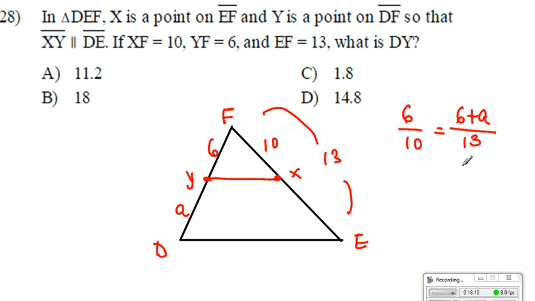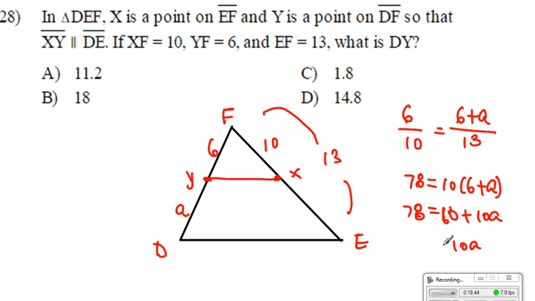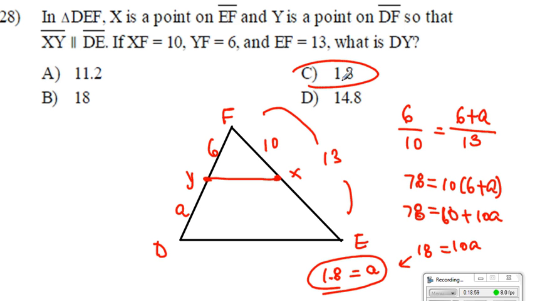Then we end up getting something quite interesting. Here we have, by cross multiplying them, 78 will be equal to 10 times 6 plus a. Now then, we have 78 is equal to 60 plus 10a. That means 10a must be equal to 18. And by dividing by 10, we realize a must be equal to 1.8. So choice C becomes our final answer.